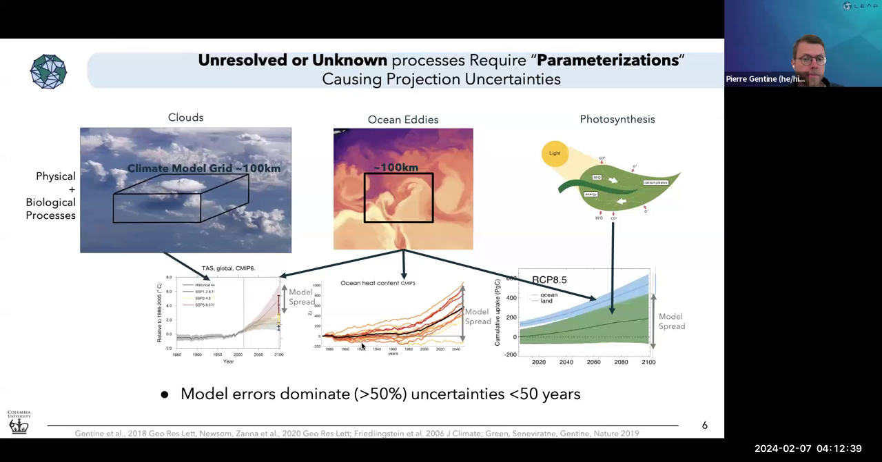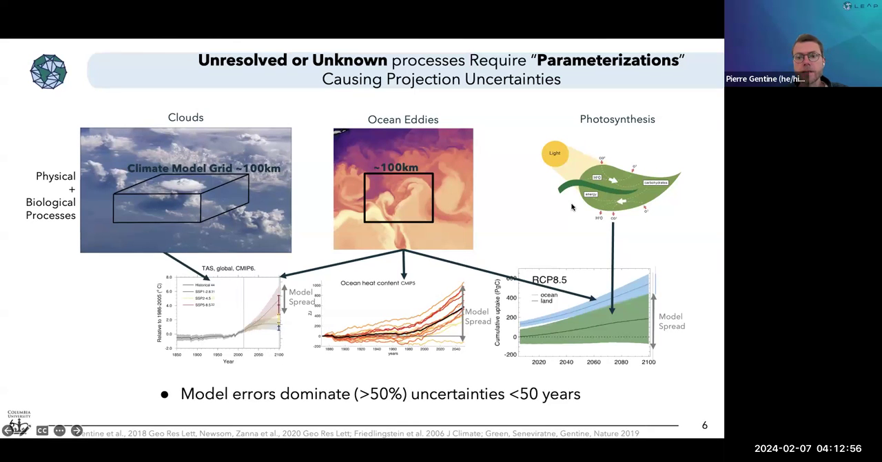For what I showed you before, especially clouds, are very important for the temperature response of the planet, because they tend to actually cool the planet by reflecting some shortwave radiation back to space. And again, it's also true for the biogeochemical cycle.